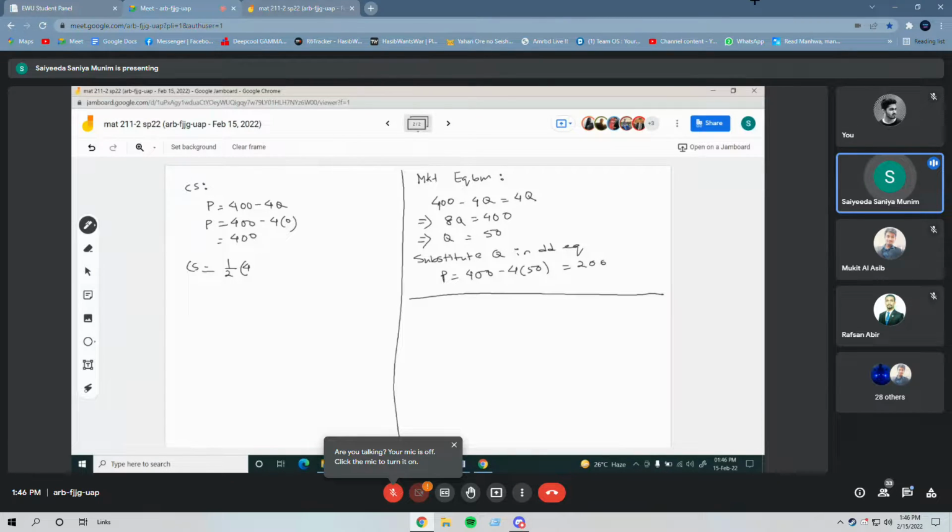So we have our equilibrium price, we have our equilibrium quantity. Let's get to our consumer surplus. So the formula is half into this price 400 minus the equilibrium price, into the equilibrium quantity. I think it comes out to be 5,000.